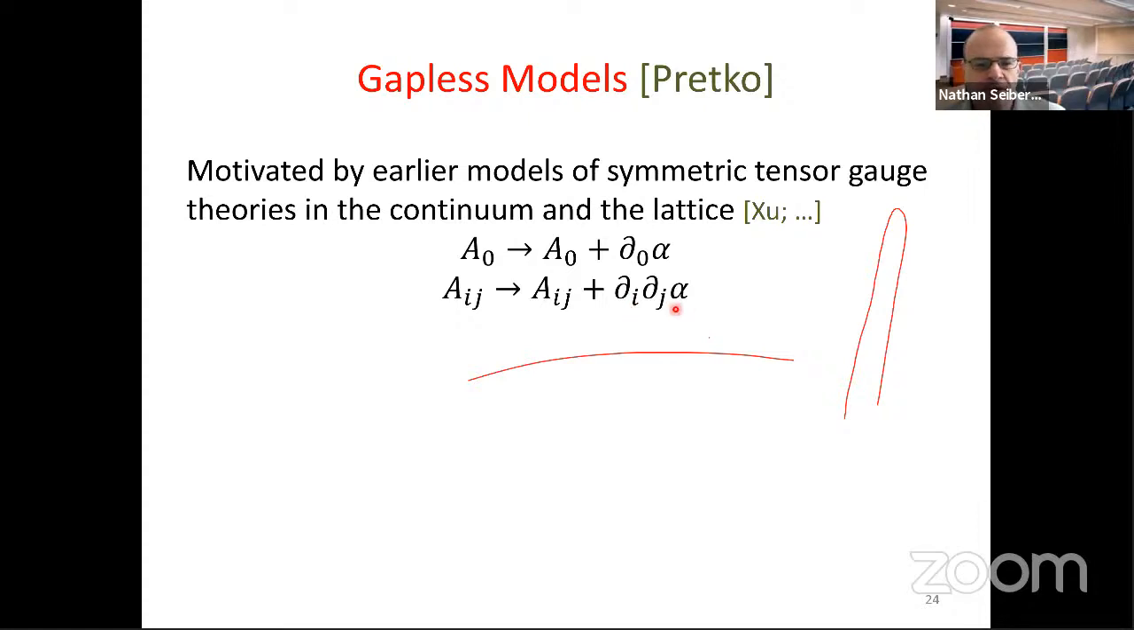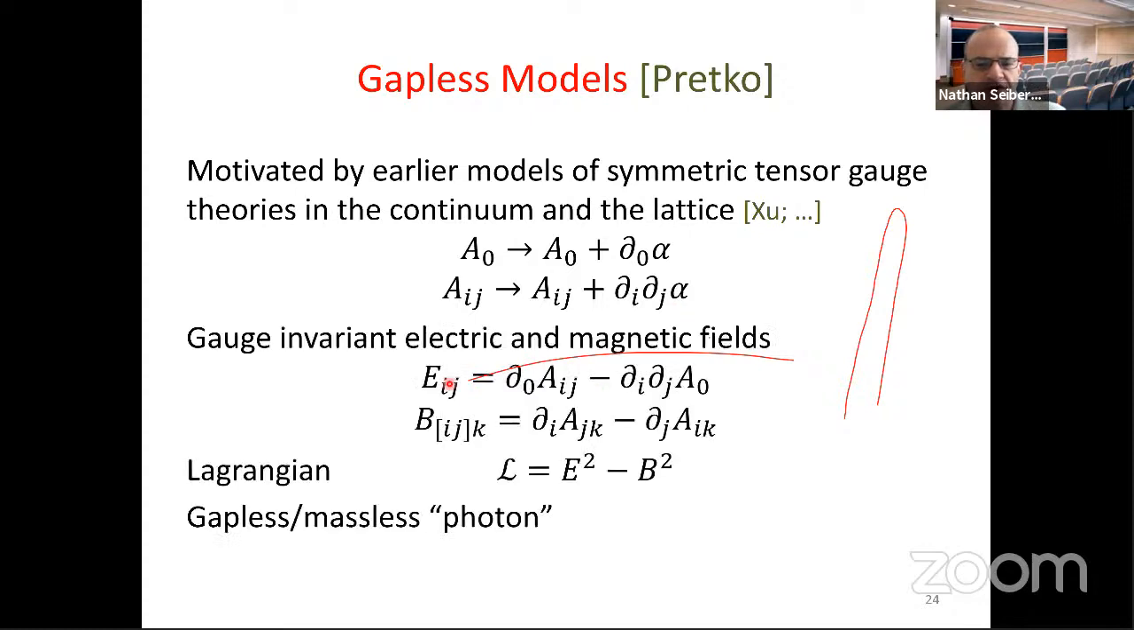So we can follow our nose and construct an electric field and a magnetic field. You can check that these electric and magnetic fields are invariant. You can write a Lagrangian or a Hamiltonian, which is E squared minus B squared. And we can look for the spectrum, and it has some kind of photons, but photons with a very peculiar dispersion relation.